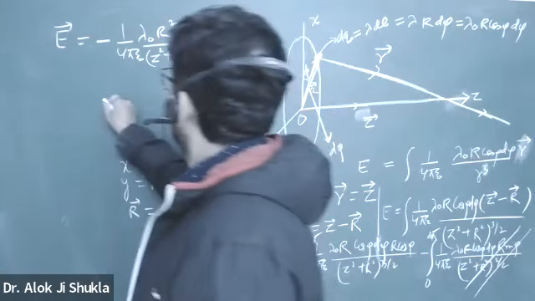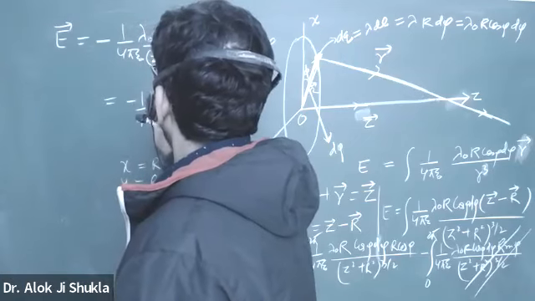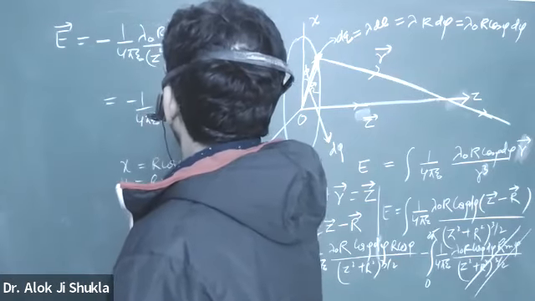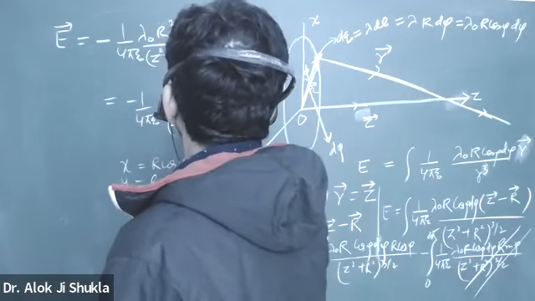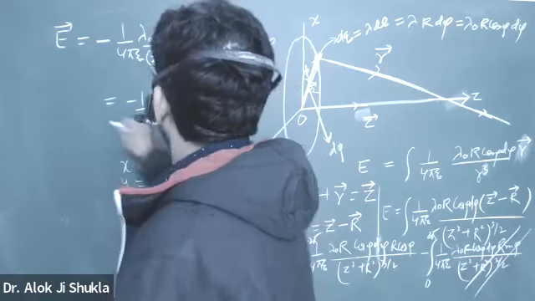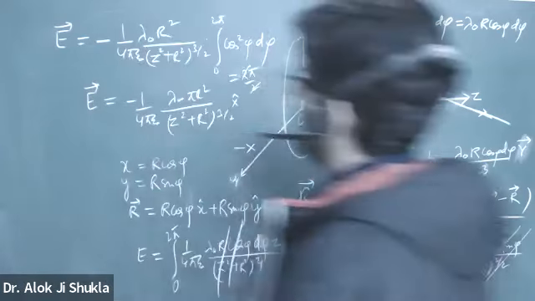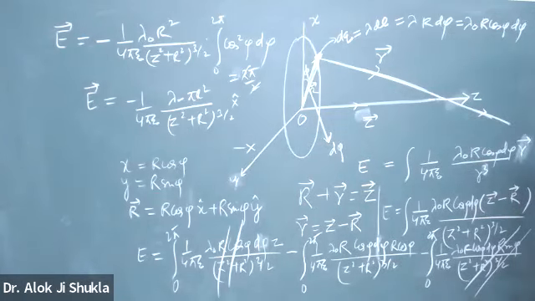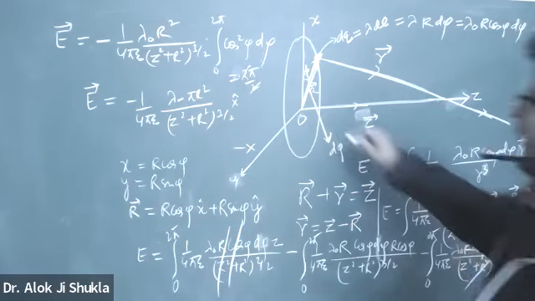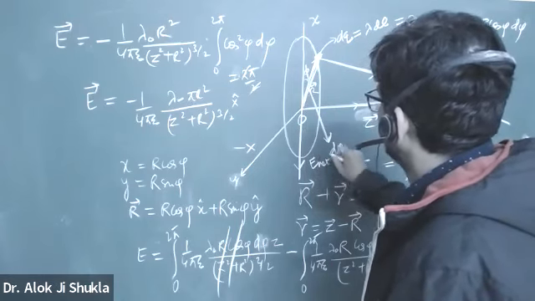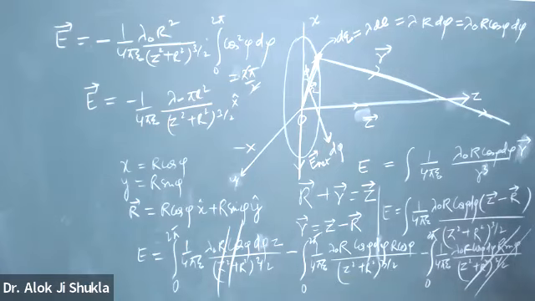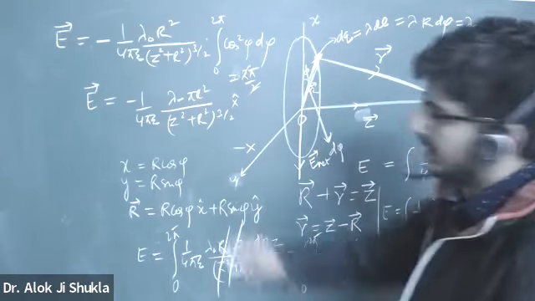So it will become minus 1 by 4 pi epsilon naught lambda naught pi r square by z square plus r square to the power 3 by 2 and x cap. So I told you initially also that net electric field will be in the minus x cap direction. So the net electric field due to this wire will be towards this side. There will be no electric field in the z direction, and no electric field in the y direction.